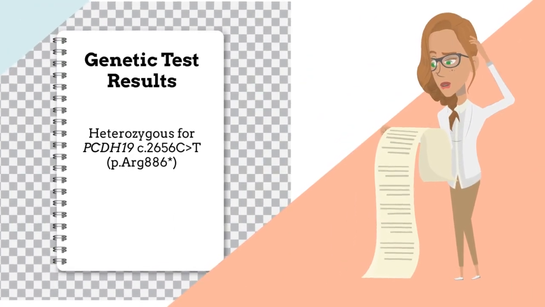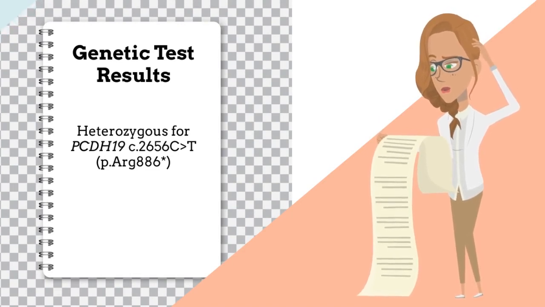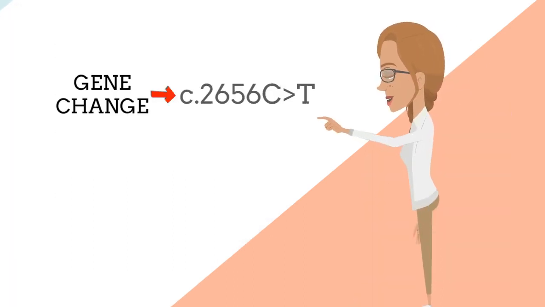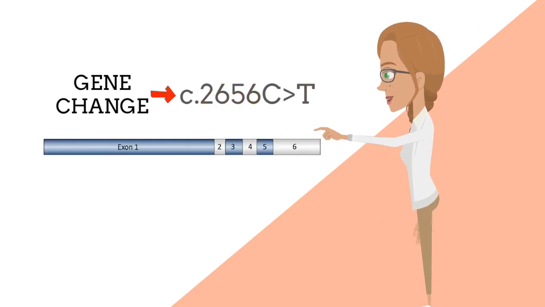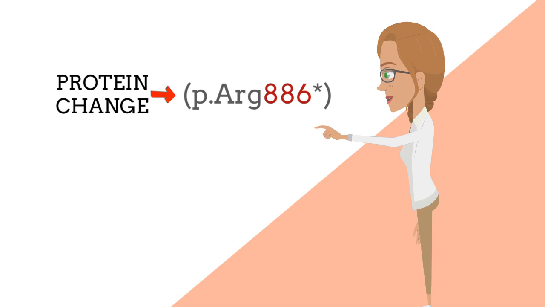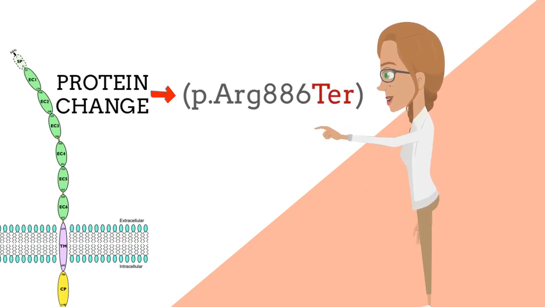You may have been given a genetic test result that looks something like the following example. This is a nonsense variant whereby the DNA code has changed from a C to a T at position 2656 of the PCDH19 gene, resulting in an amino acid change from arginine to a termination signal at codon 886 of the PCDH19 protein. The termination signal can be denoted as an asterisk or by the letters TER.